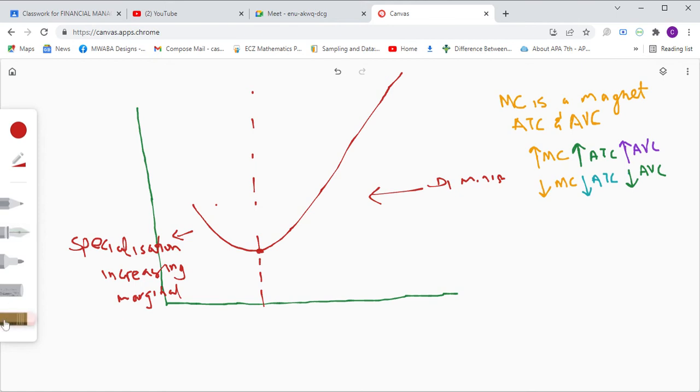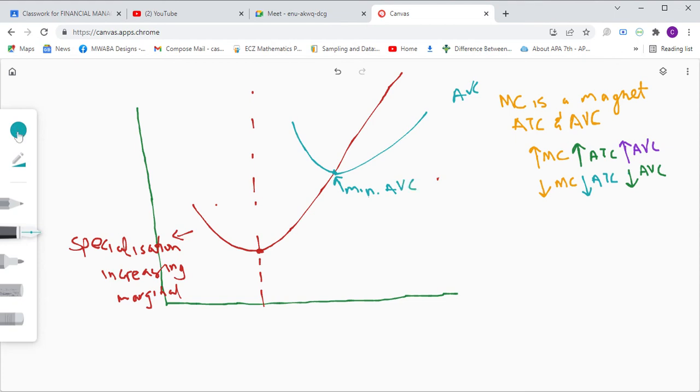Now, the relationship between marginal cost and average cost is that marginal cost is like a magnet to average variable cost and average total cost. So if we draw our average total cost and our average variable cost curve, always be careful. The marginal cost intersects the average variable cost at its minimum. So we'll say this is the average variable cost, and that's the minimum average variable cost.